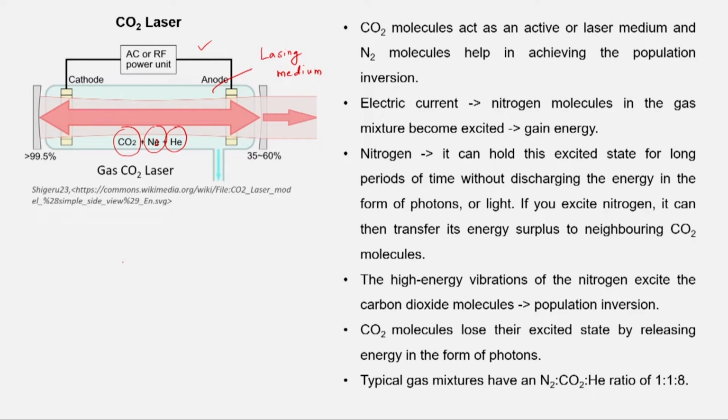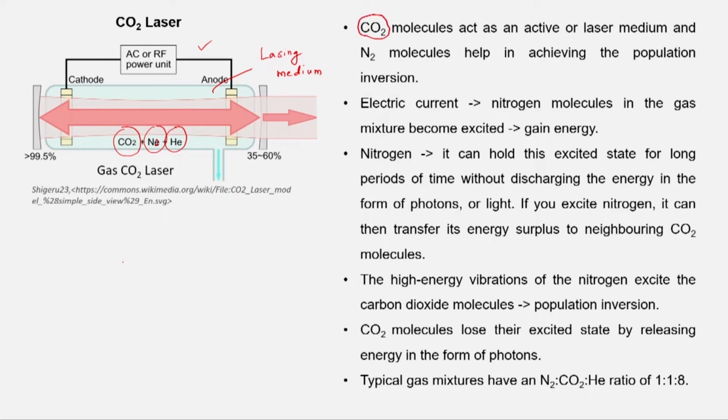Now, let us see the significance of the variety of constituent gas elements. CO2 is basically the lasing medium, so it contributes to get the required laser pulse. Then what is the use of N2, that is nitrogen? Nitrogen helps to achieve the required population inversion. Now, how is it possible? When we apply the electrical current or electric field, the nitrogen molecules in the gas get excited. So, they gain energy from this external source, the electrical field.